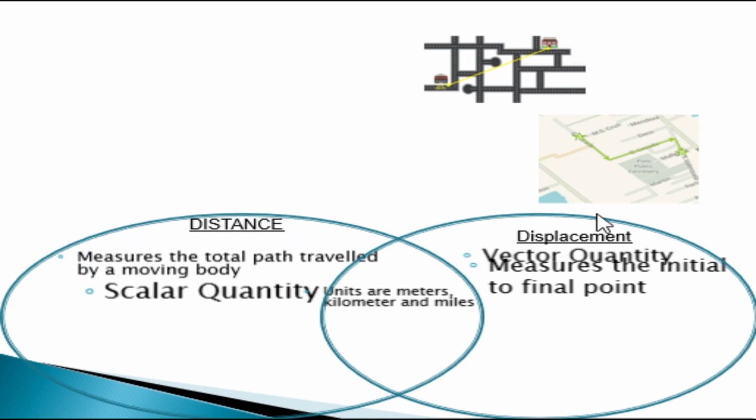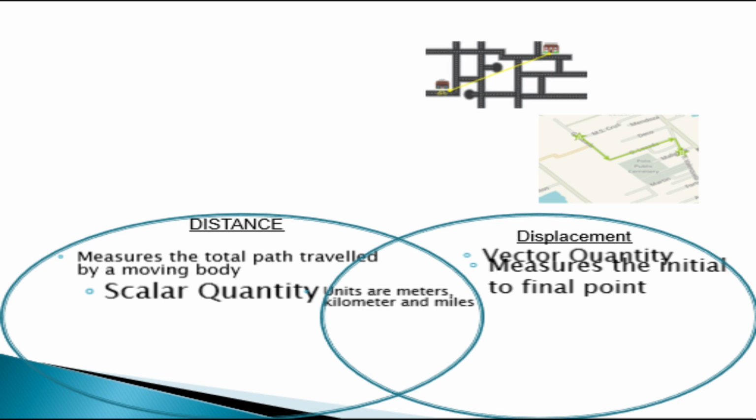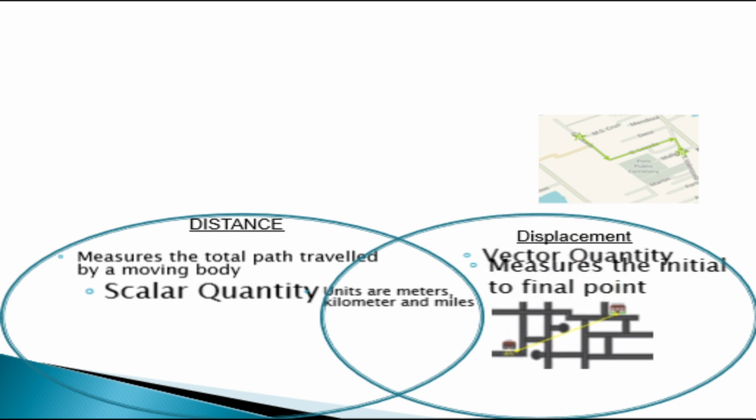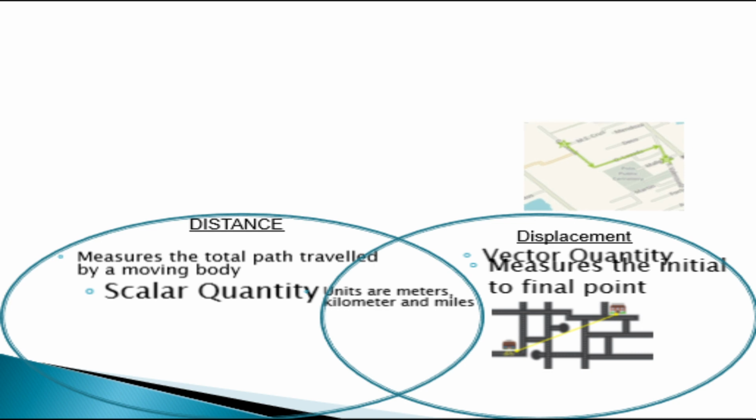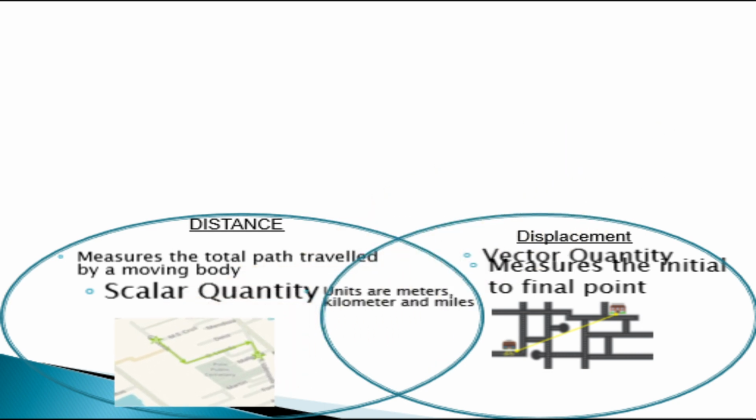Next, the first picture, what type of quantity is being shown here? Is it distance or displacement? So the first picture shows displacement because the straight line only points from the initial to final point. And the last picture is an example of distance. Because when we say distance, this refers to the total path traveled by a moving body.